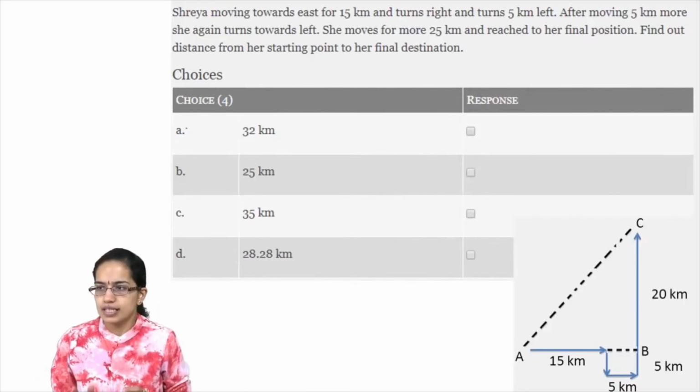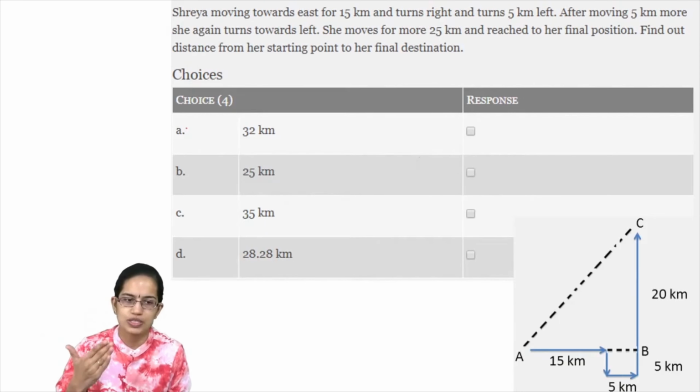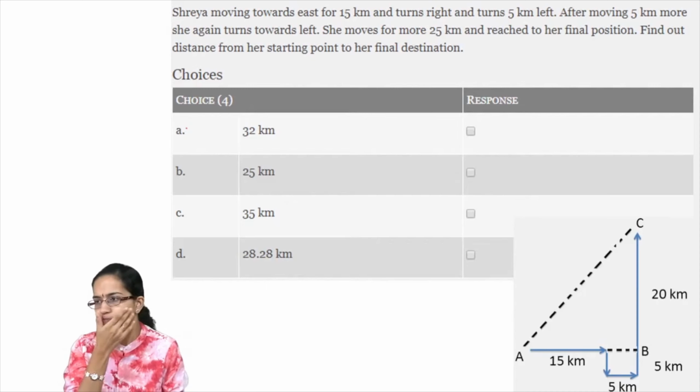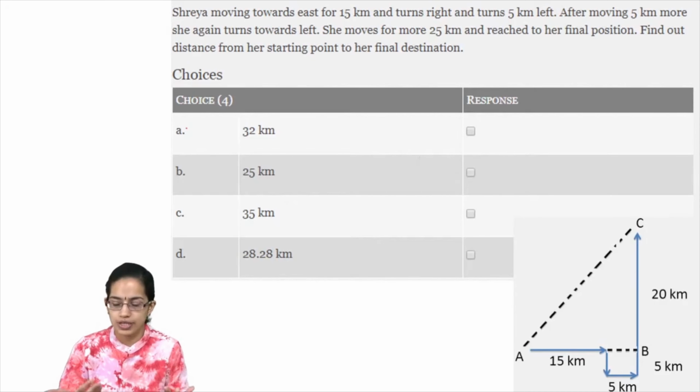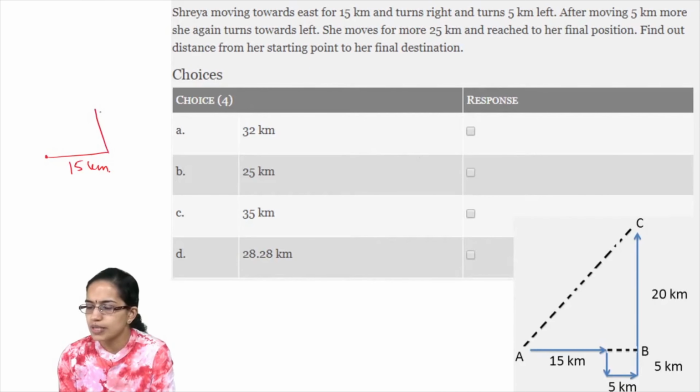Okay, the next question is again on direction, and again the issue is the same, in which direction. So this would be a good exercise to help you understand or comprehend the problem correctly. Now the first question says here, Shreya moves towards east for 15 kilometers. So this is the initial location. She moves 15 kilometers towards the east and then turns right. Then she turns right and then turns 5 kilometers left.